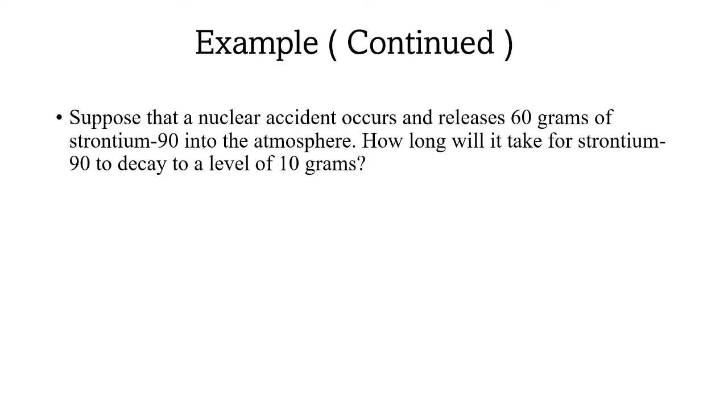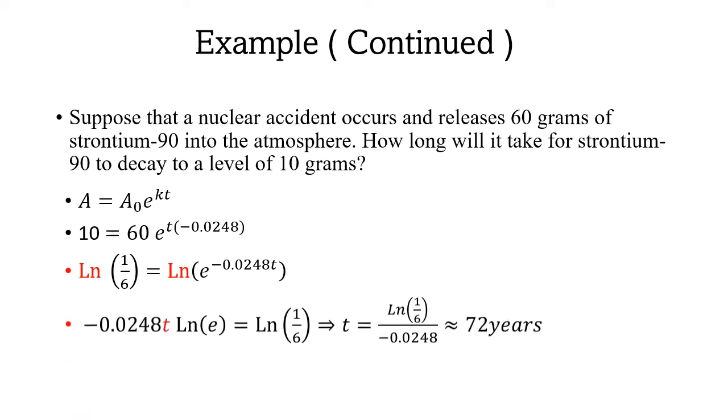Now we have the second part. Suppose that a nuclear accident occurs and releases 60 grams of strontium-90 into the atmosphere. How long will it take for strontium-90 to decay to a level of 10 grams? So again, we have the model, and we have k solved from the first part. So we have 60 grams being reduced to 10 grams, and now we're solving for t. So it will take 72 years for 60 grams to reach a level of 10 grams.